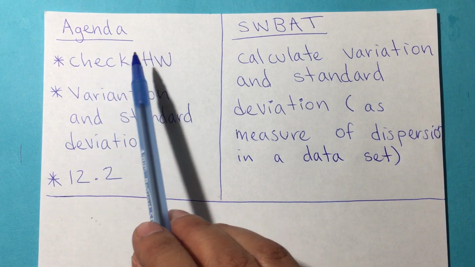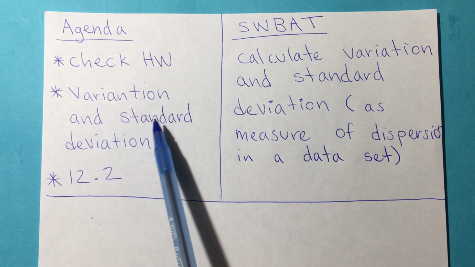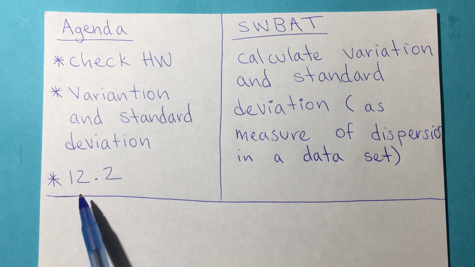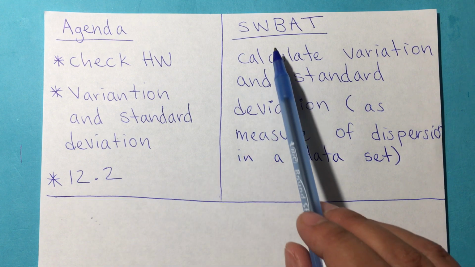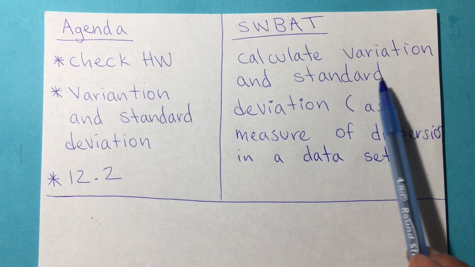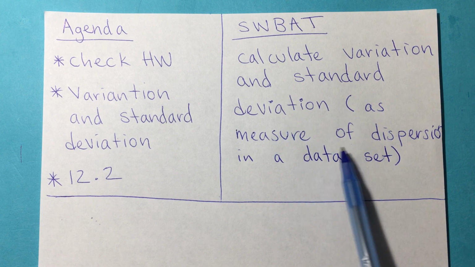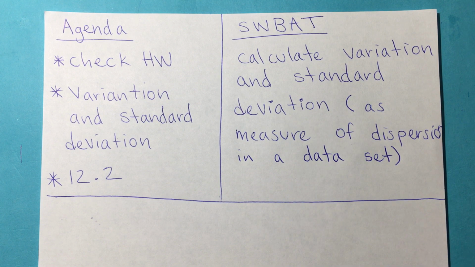Hello students, today's agenda is to check homework. We'll be learning variation and standard deviation, and you will be able to do 12.2. Today students will be able to calculate variation and standard deviation as measures of dispersion in a data set.